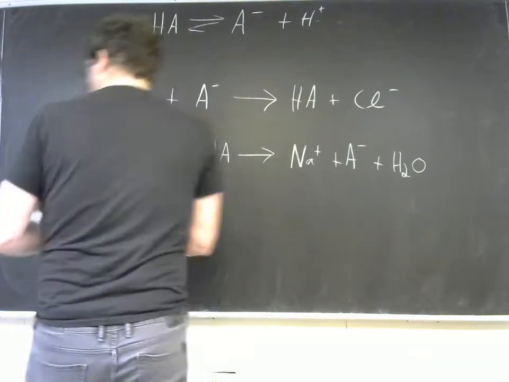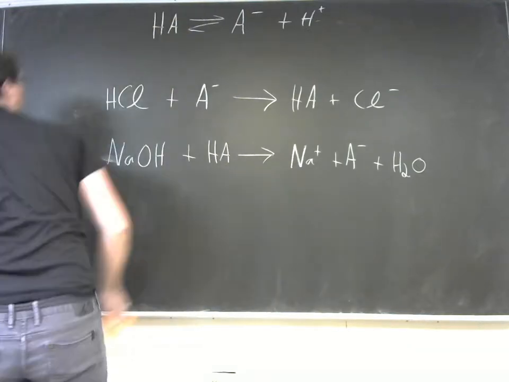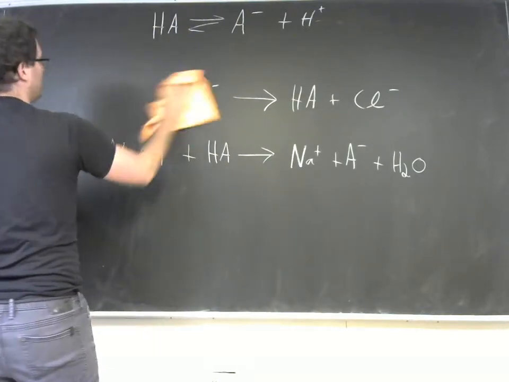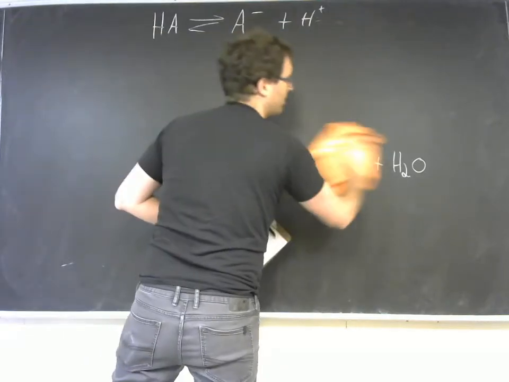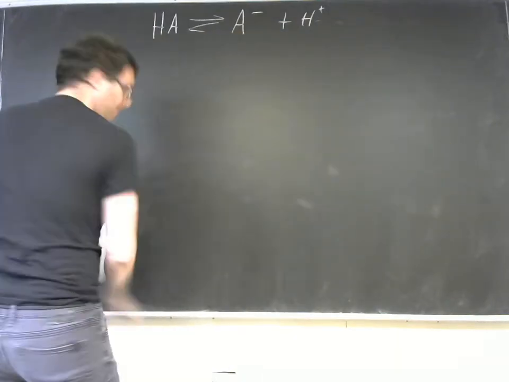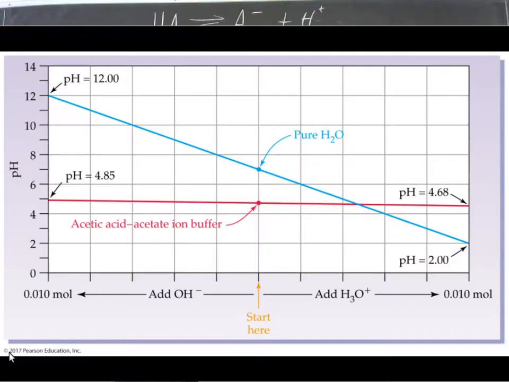So that is how acid-base buffer solutions work. Now let me put up this figure again. You may have noticed that the pure water, when you haven't added any acid or base, has a pH of 7 because it is neutral. But our acetic acid acetate buffer, when you haven't added anything else, has a pH of like 4.7 something. So where does that come from?